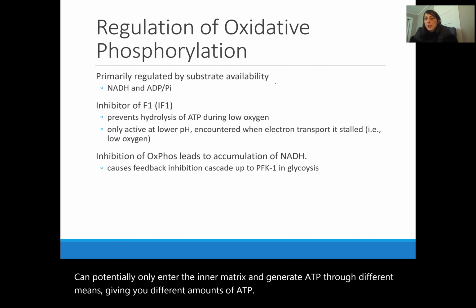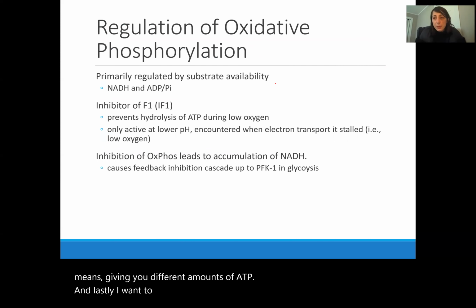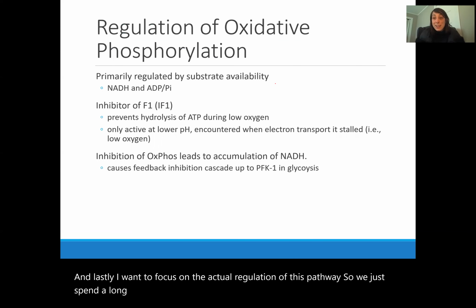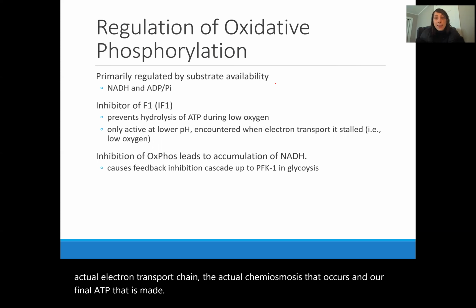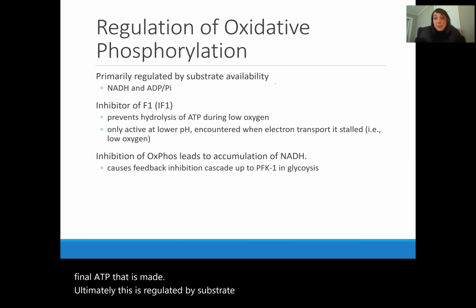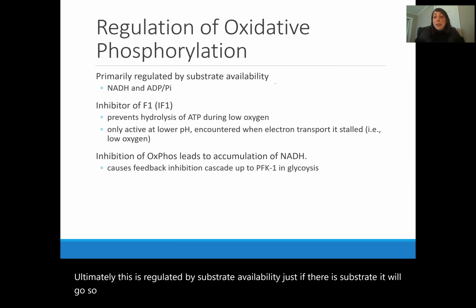And lastly, I want to focus on the actual regulation of this pathway. We just spent a long time talking about how oxidative phosphorylation works, the actual electron transport chain, the actual chemiosmosis that occurs, and our final ATP that is made. Ultimately, this is regulated by substrate availability. If there is substrate, it will go. So if there is NADH and there is ADP to then make ATP, this process will continue.